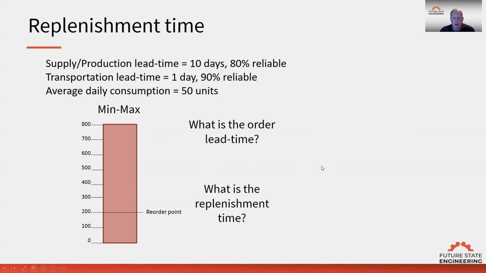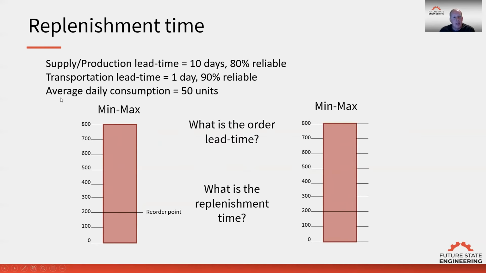To calculate the order lead time, we start with the average daily consumption of 50 units. Material shows up at the point of consumption, we're at 800 and the clock starts. By day 2, we consume 100 units. By day 4, we consume another 100 units and so forth. The inventory keeps going down until we hit the replenishment reorder point. In this case, the order lead time is 12 days. With an average of 50 units a day, by the time we get down to 200 units, that's 12 days. So that is the answer to our first question: our order lead time is 12 days.